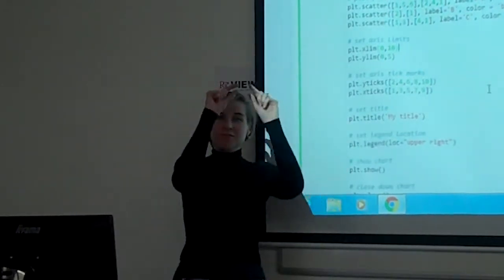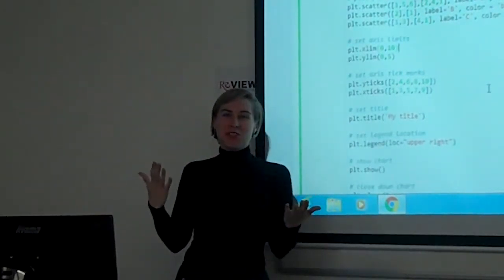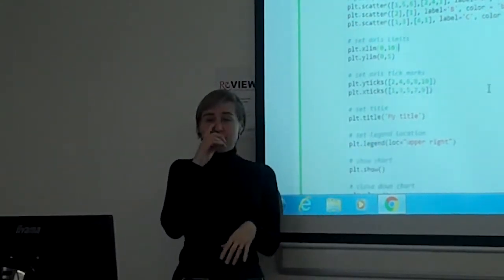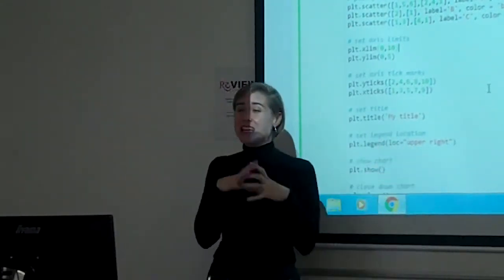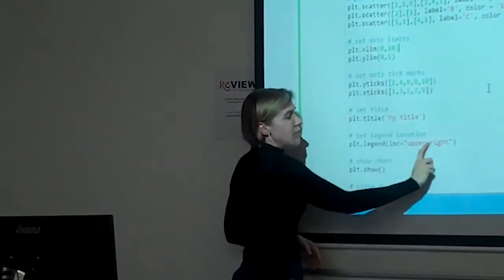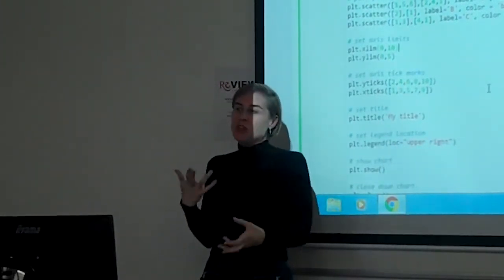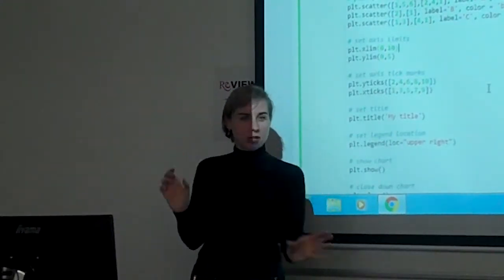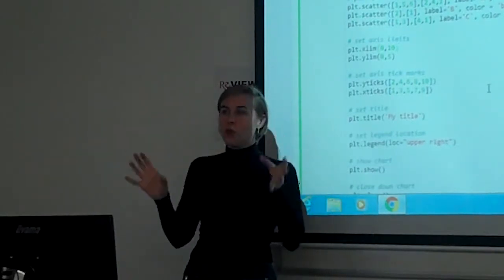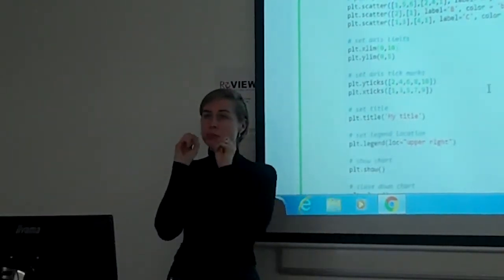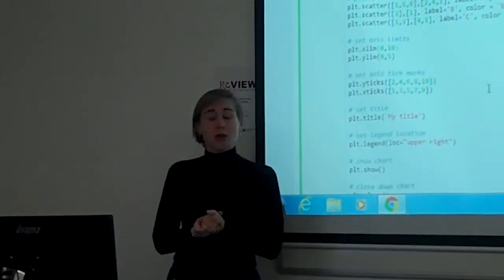The title, a nice title at the top of your chart, is pretty straightforward. Legend location. This command creates a legend if you don't put anything in this bracket. And in the bracket, you can tell it where to go. Again, you can use English: upper right, center, upper center, upper left, lower left, however you want to put it. And then this command right here just shows it. It displays it within the Python Jupyter Notebook.